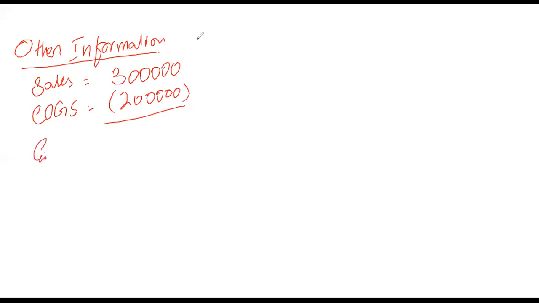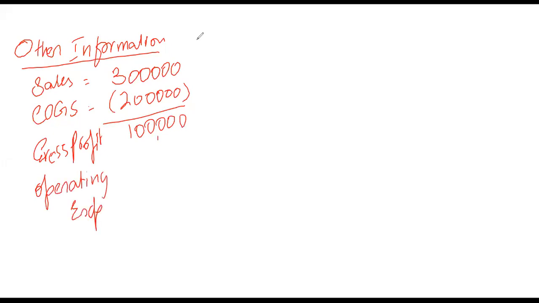The gross profit of the company is 1 lakh. Operating expenses, I guess I need to change the value of cost of goods sold. Let me keep this value as 50,000, because 50,000 minus 3 lakh will give me an answer of 2 lakh 50,000. Operating expenses are, let's suppose, 100,000.